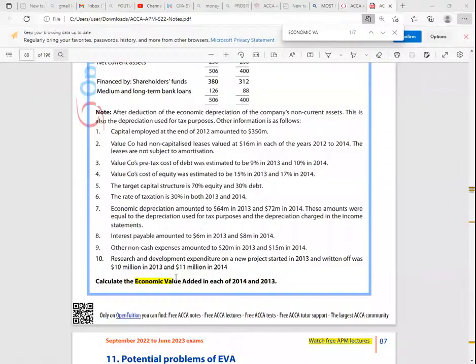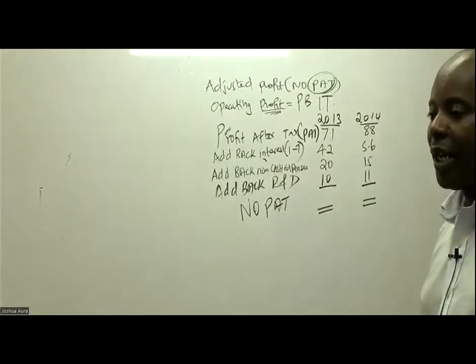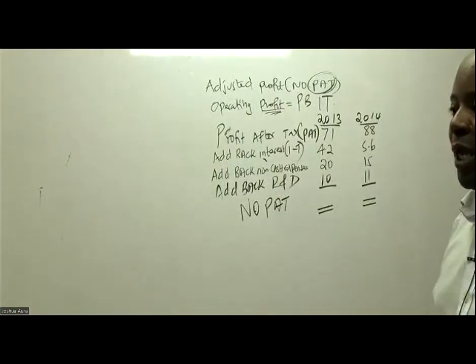Research and development, they're telling us, for 2013 was 10, and 2014 was 11. So could you kindly add this for you to be able to give us the famous net operating profit after tax? Net operating profit after taxation. What do we have there?